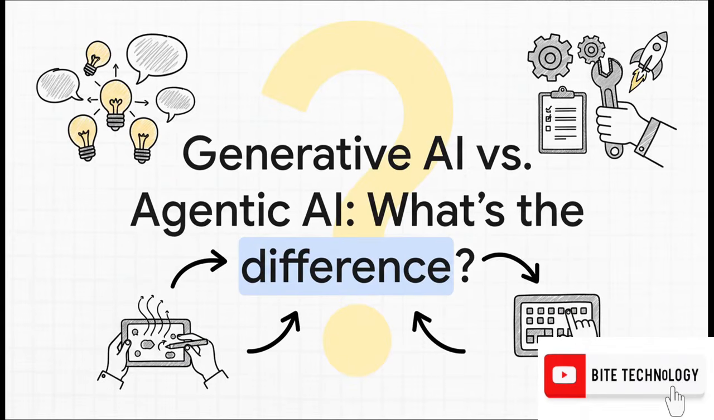So what is the real difference here? Well, in the simplest terms, one creates and the other acts. You could think of one as a creative partner for brainstorming and the other as an assistant that just gets stuff done. By the end of this, you'll know exactly which is which, how they both work, and most importantly, why this whole distinction really, really matters.